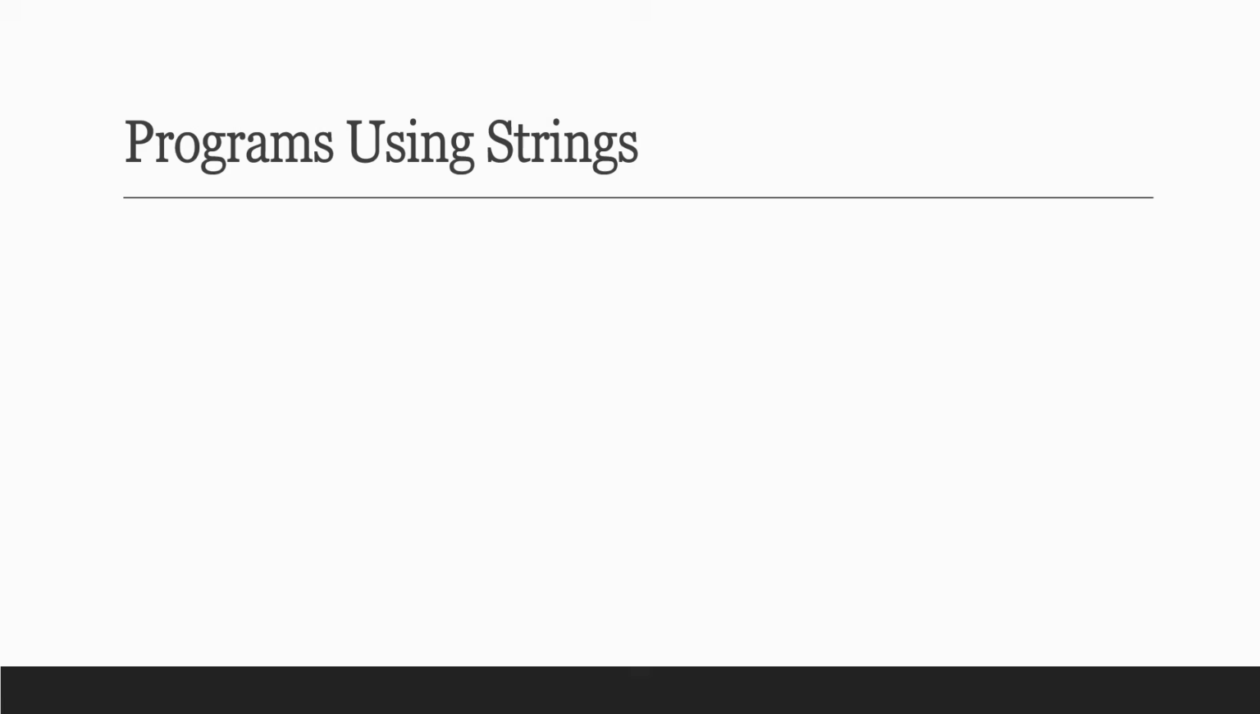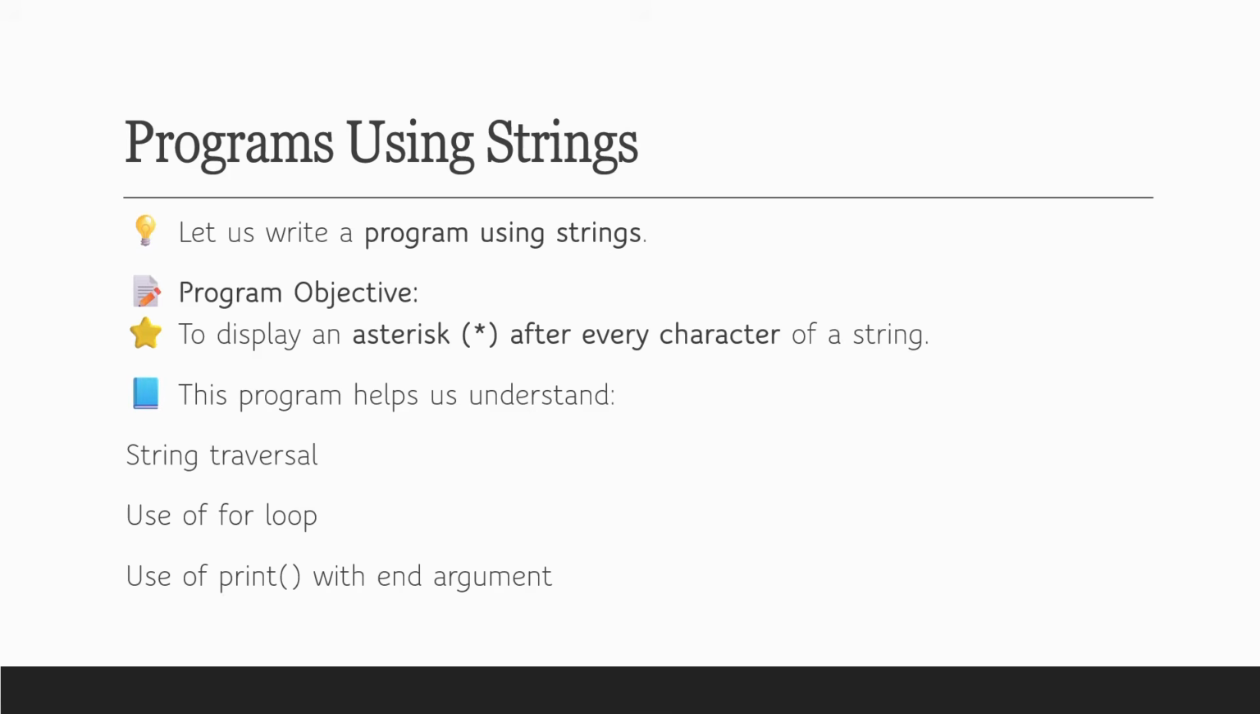Programs using strings. In this section, we will write a simple program using strings. The purpose of this program is to display an asterisk after every character of a string. This example will help us understand how strings are traversed in Python and how we can control the output using the print function. Such programs are very useful for building basic programming logic.